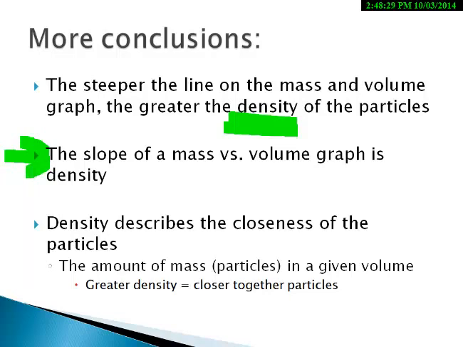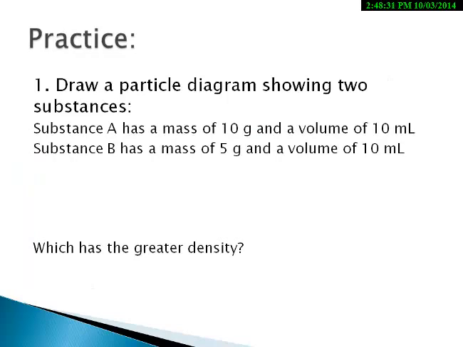Okay, so let's just do a couple of little practice problems. First one here says draw a particle diagram showing two substances. A has a mass of 10 and a volume of 10. B has a mass of 5 and a volume of 10. So since they both have a volume of 10, they're both going to have the same size box for your particle diagrams. A has a mass of 10, B has a mass of 5. So B has a much smaller mass, so B would have a small amount of particles. A has a greater mass, twice the amount, so A is going to have twice the amount of particles.